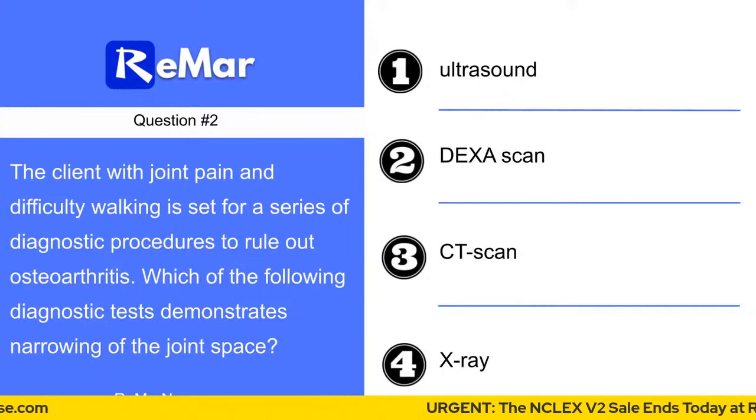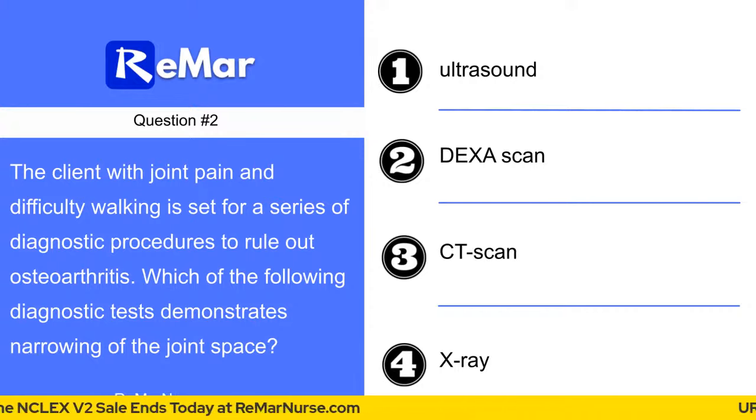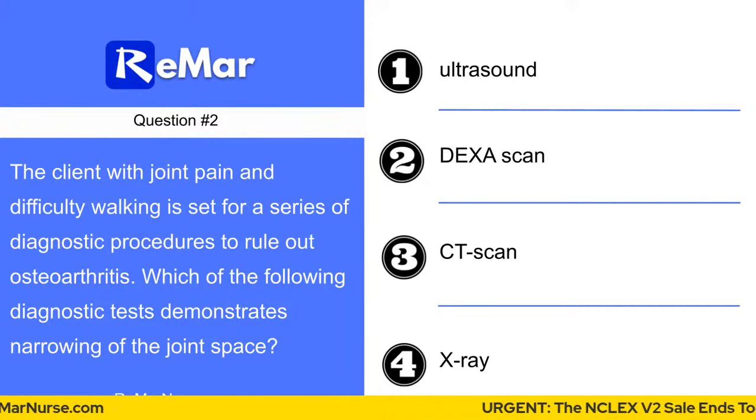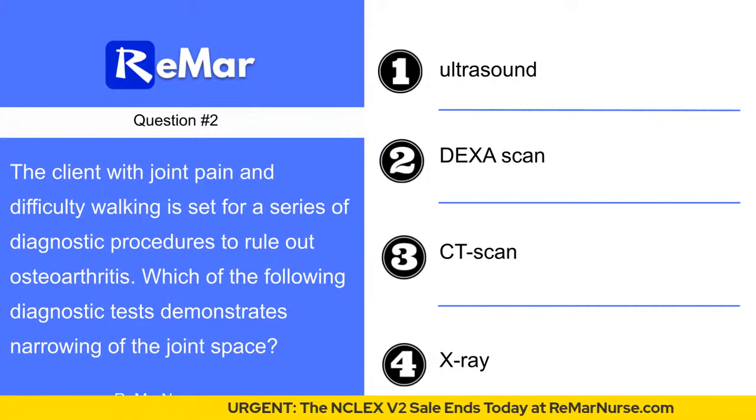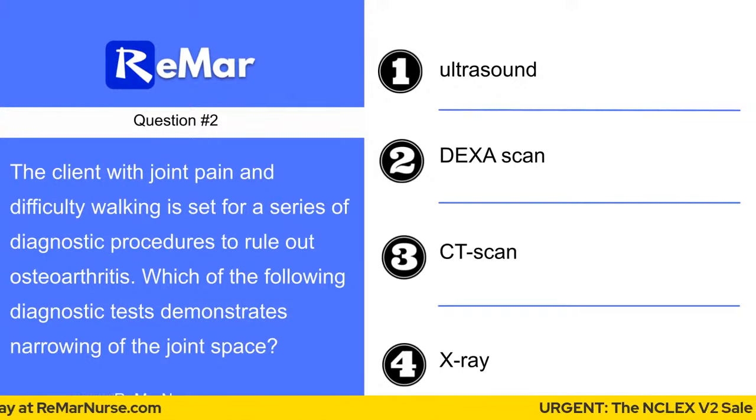Next question is this. Here we go. The client with joint pain and difficulty walking is set for a series of diagnostic procedures to rule out osteoarthritis. Which of the following diagnostic tests demonstrate narrowing of the joint space? Number one, the ultrasound. Two, DEXA scan. Three, CT scan. Four, X-ray.